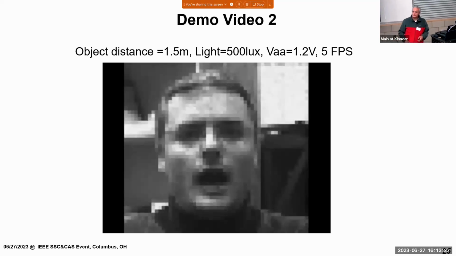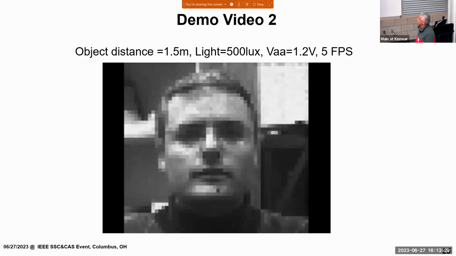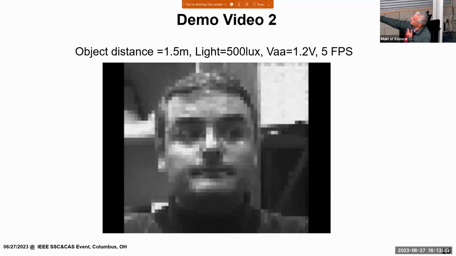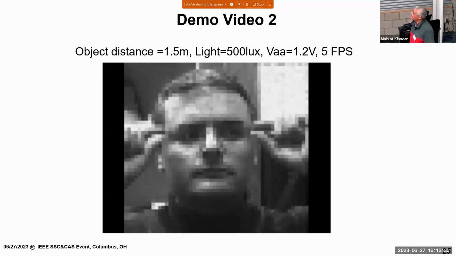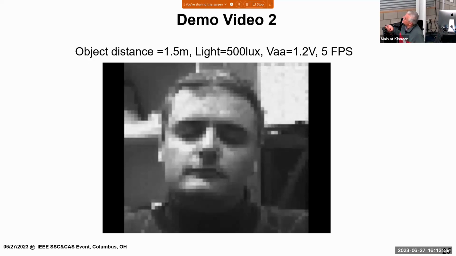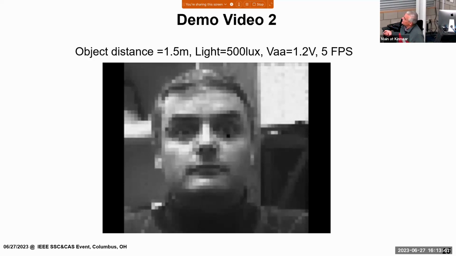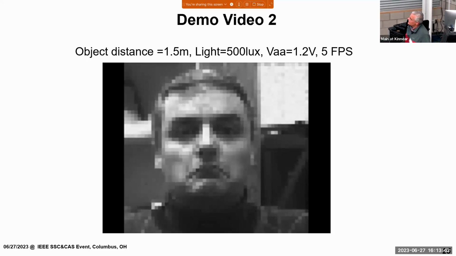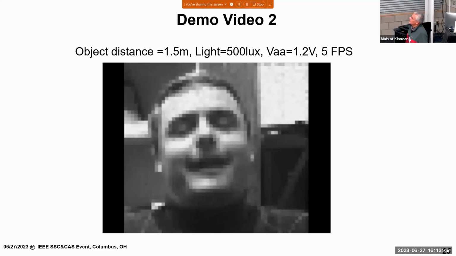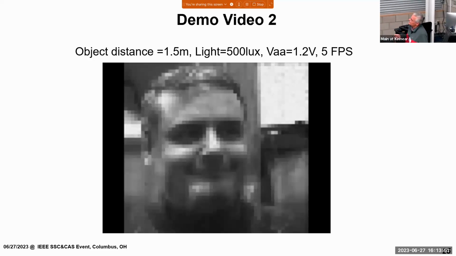Next one works fine. So this is an image actually taken about 1.5 meters away in room lighting conditions, running at 5 frames per second and consuming about 14 microwatts of power on the image sensor, including all the pads and everything. This is a 54 by 50 image.